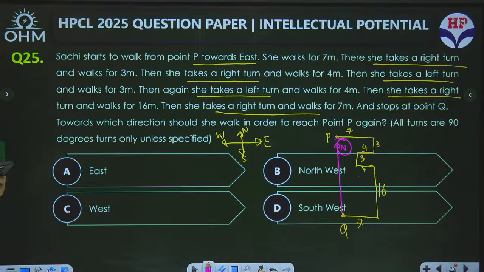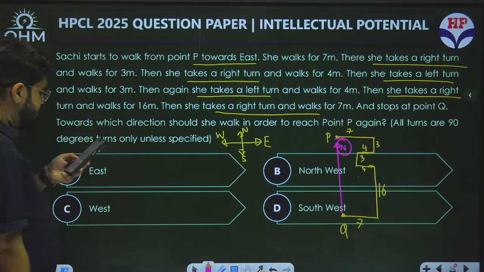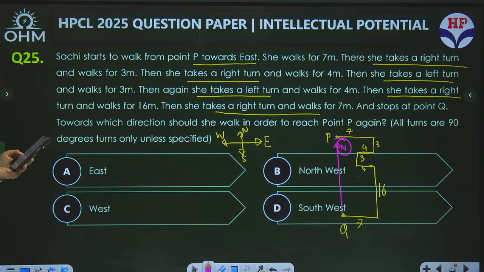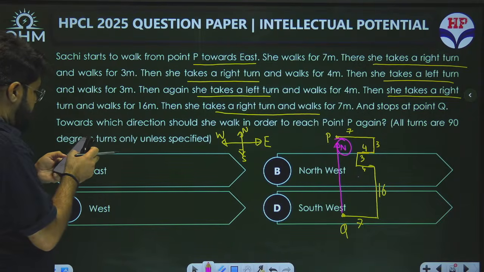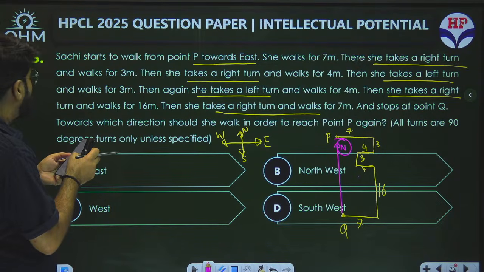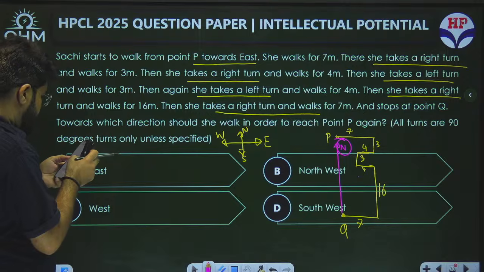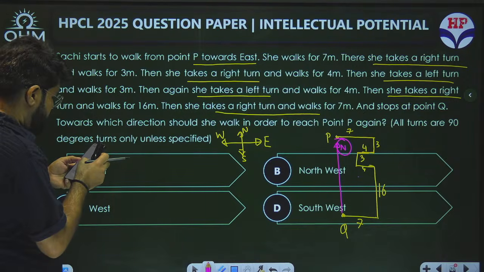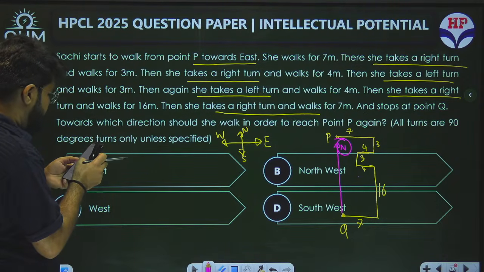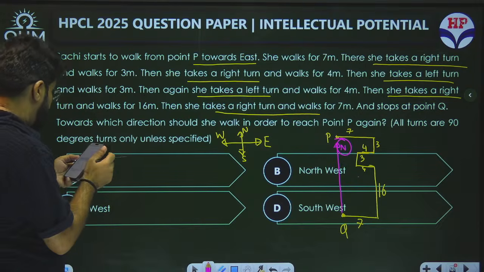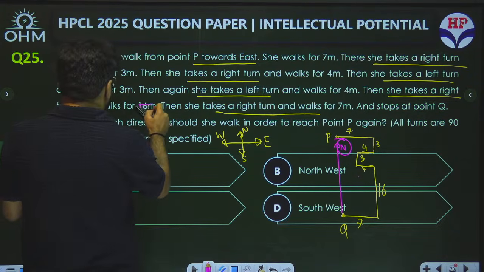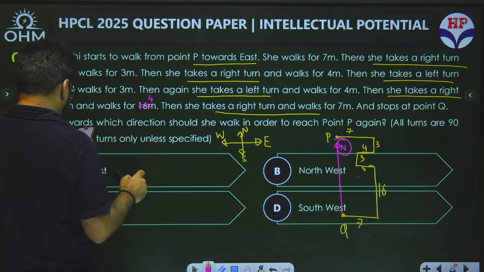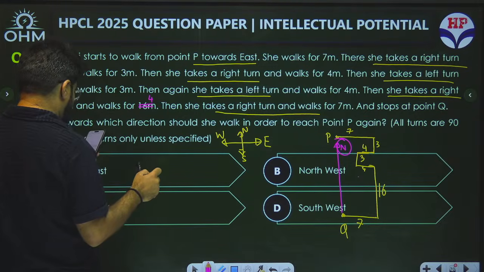Yeah, Sachi starts to walk from the point P towards east. She walks for 7. She takes a right turn and walks for 3, correct. She then takes a right turn and walks for 4, correct. She then takes a left turn and walks for 3. Okay. She again takes a left turn and walks for 4. Okay. She then takes a right turn and walks for 4. Then she takes a left turn and walks for 7.